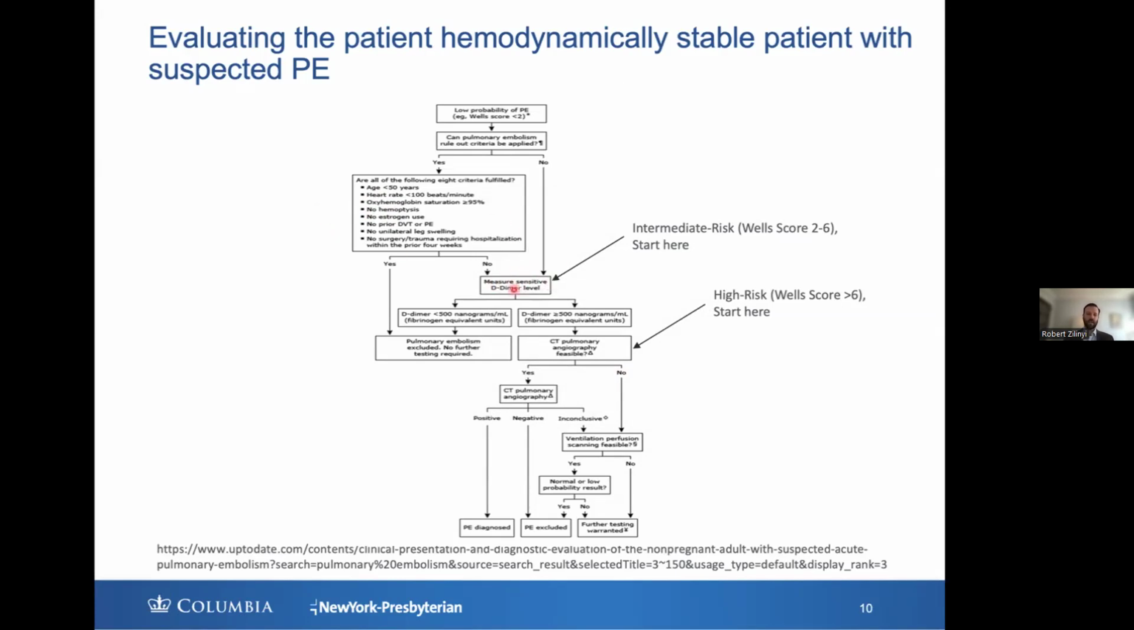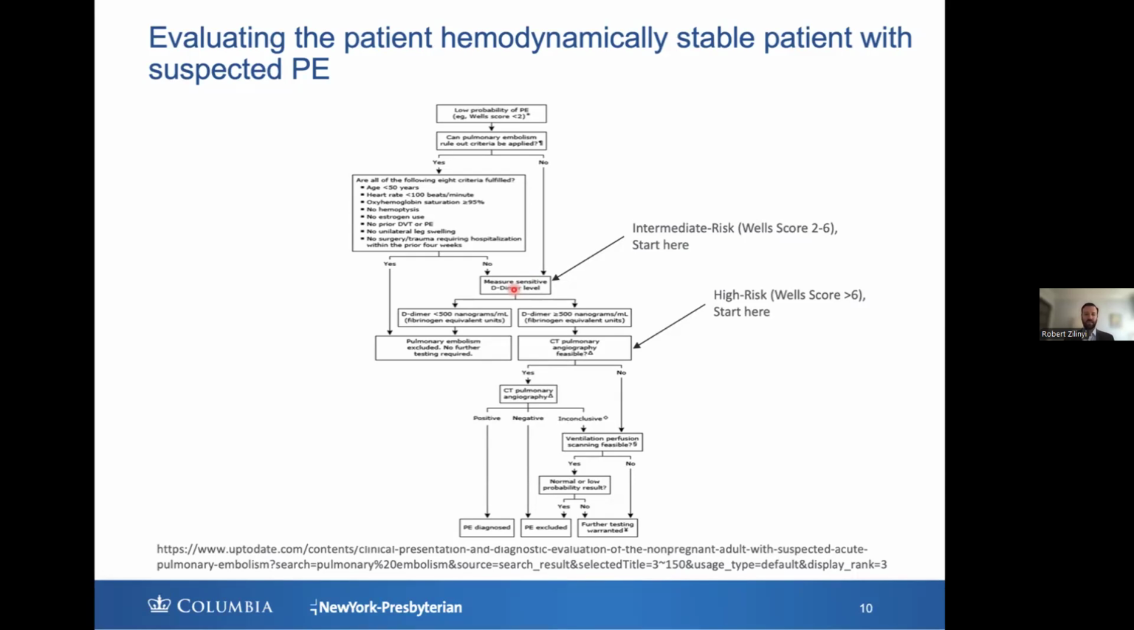If, however, the patient is intermediate risk, Wells score of 2 to 6, we move to this level of this algorithm where we measure a highly sensitive D-dimer level. The D-dimer is a great test for the intermediate risk patient population because it has very high sensitivity, meaning its negative predictive value is quite high. Its specificity is quite low and can be positive in many other conditions.